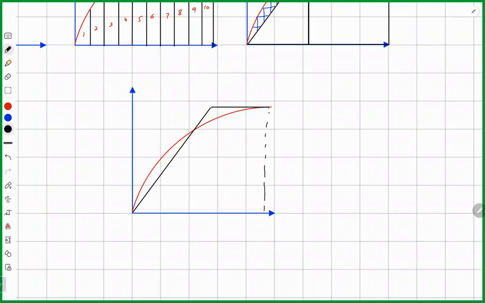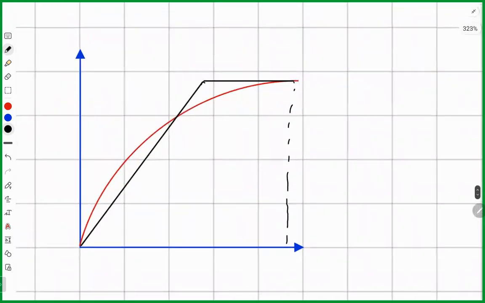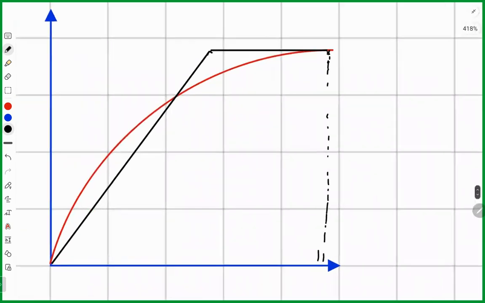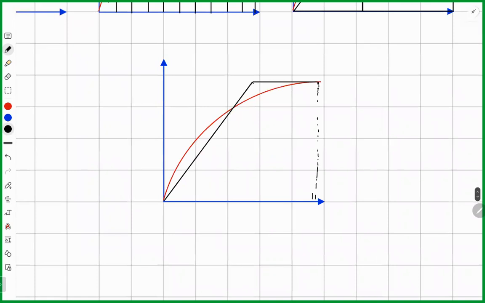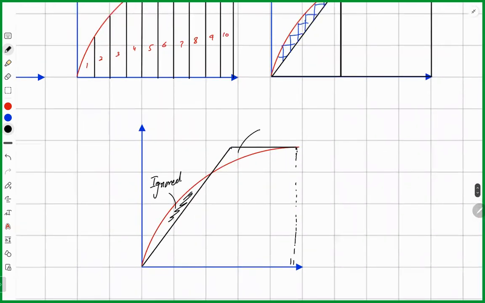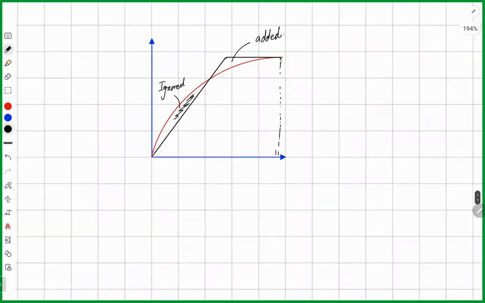See, if you find the area of this trapezium, the one that I drew with the black, you're actually doing two mistakes over here. You are ignoring this portion. How do you think this is compensated? This portion is added. And if you do a fair enough division of everything, you can have a very good estimate.